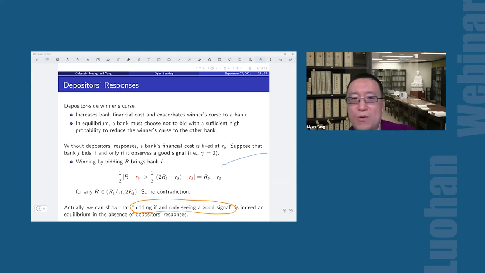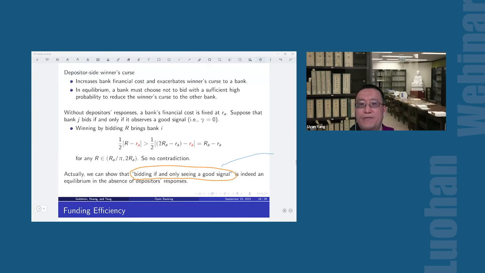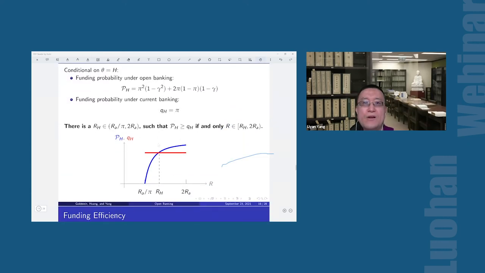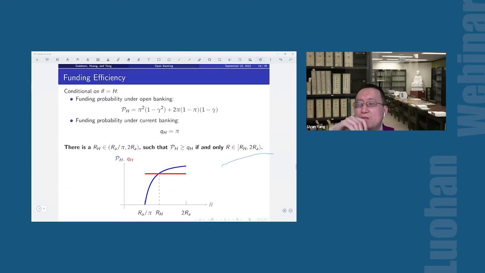Now, let me move on to efficiency. I'm going to talk about two types of efficiency, funding efficiency and screening efficiency, and then we try to aggregate them. Funding efficiency is more like a type one error; the other one is the type two error. Basically, conditional on this being a good firm, you should fund it, so what's the probability? That's what we try to say.